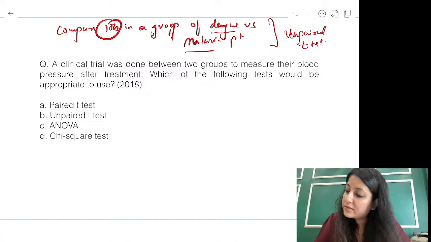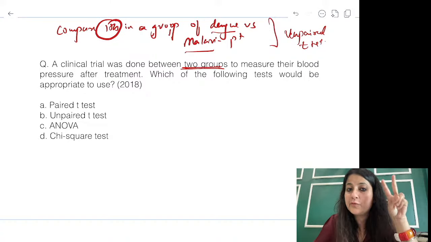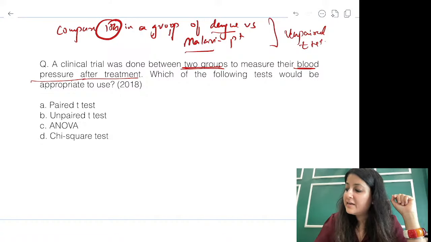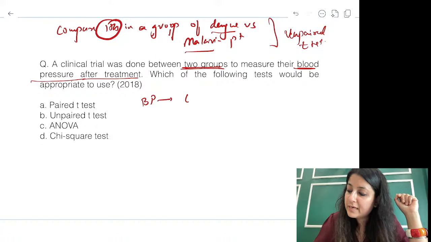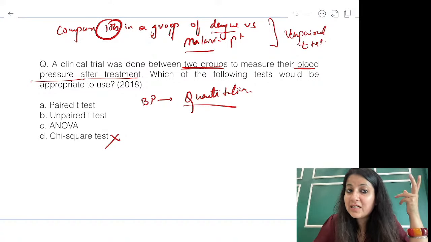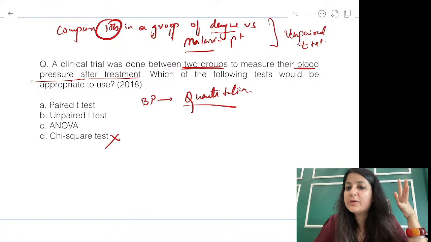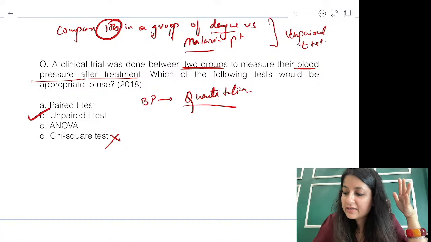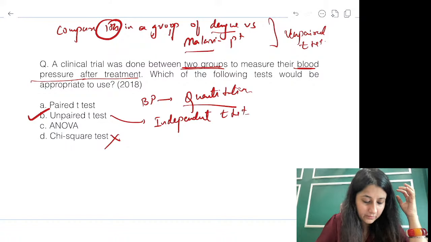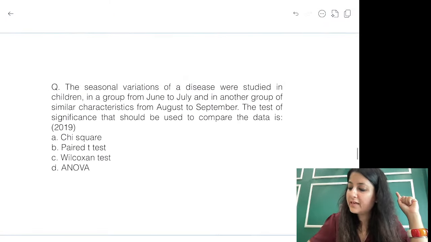Chalo, what is this? A clinical trial was done between two groups. So note the number of groups, two, to measure their blood pressure after treatment. Now I am talking about blood pressure. Blood pressure क्या होता है guys? Blood pressure is quantitative. So again this is out. Now I have clearly mentioned I have two groups. So what will I use? Unpaired t-test. You can also call this independent t-test. Clear? हो गया? एक और question practice के लिए.